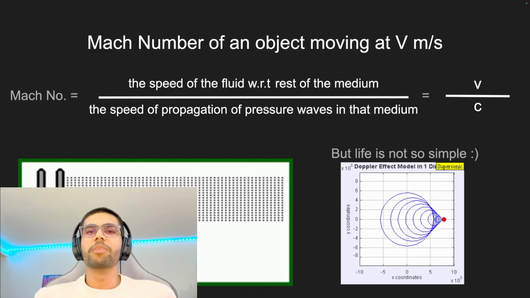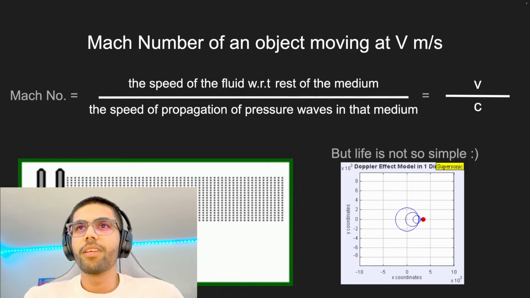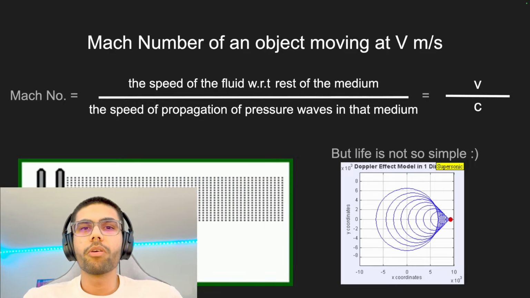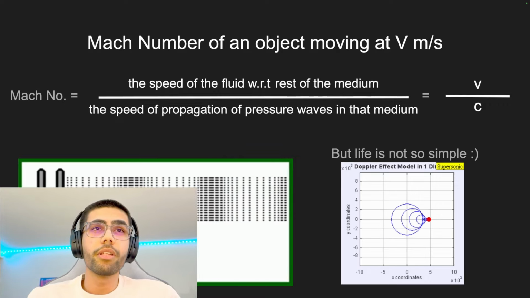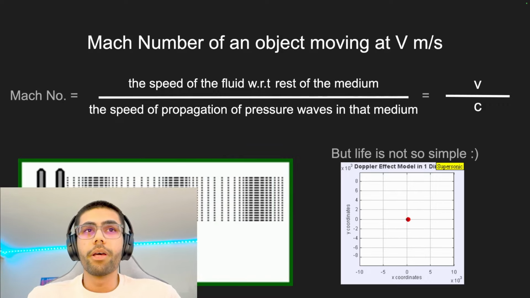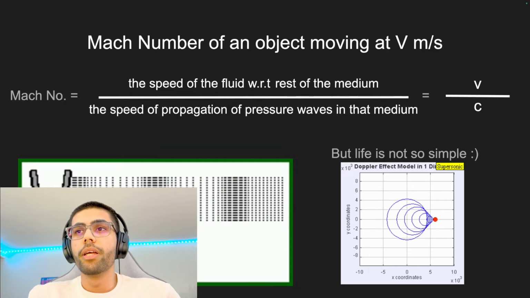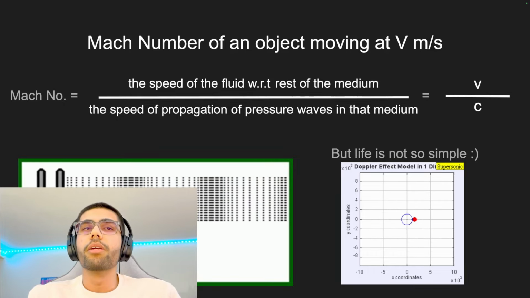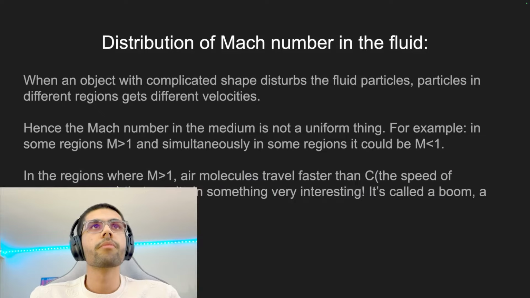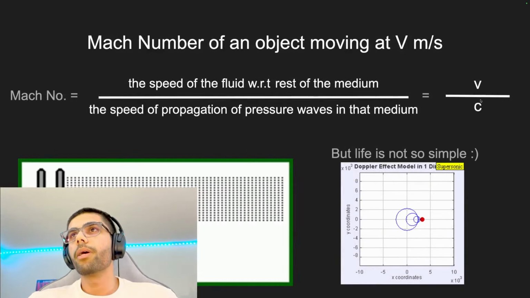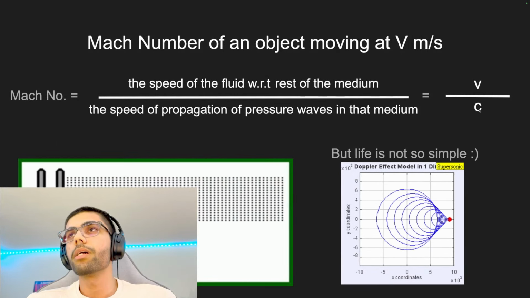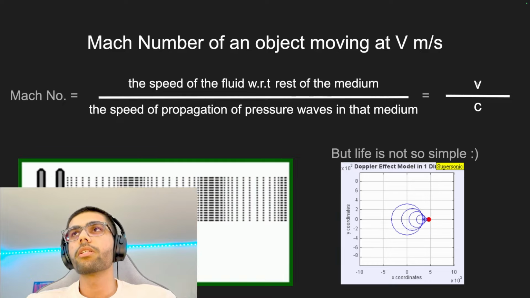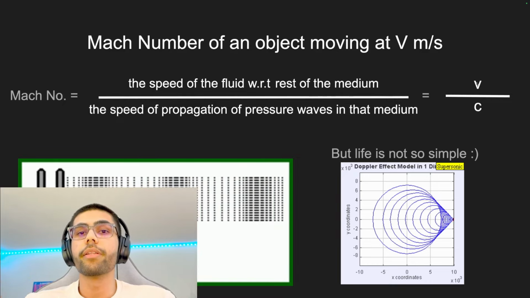But life is not so simple, right? Now, what if your object is moving at a speed greater than these waves? So things become tricky from here. Imagine if v surpasses c, so this fraction is going to be greater than one.